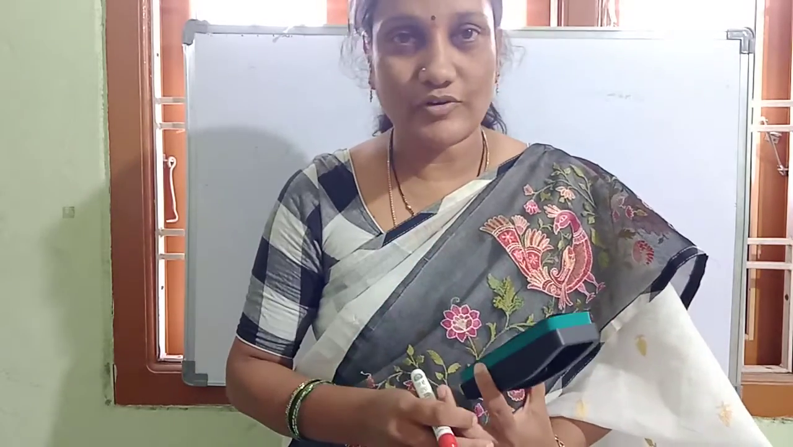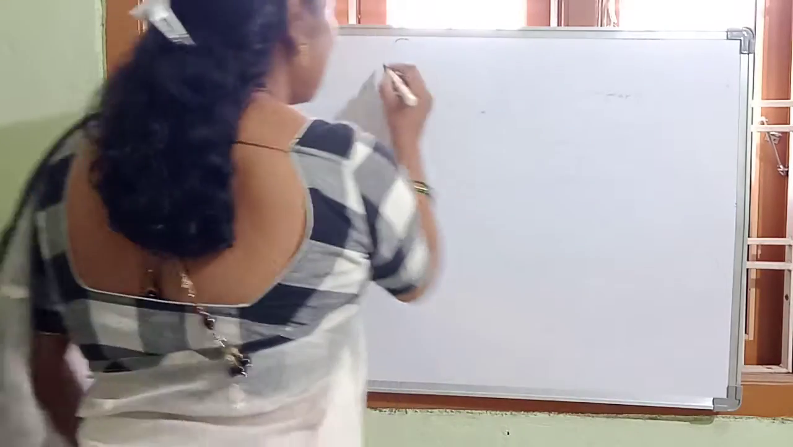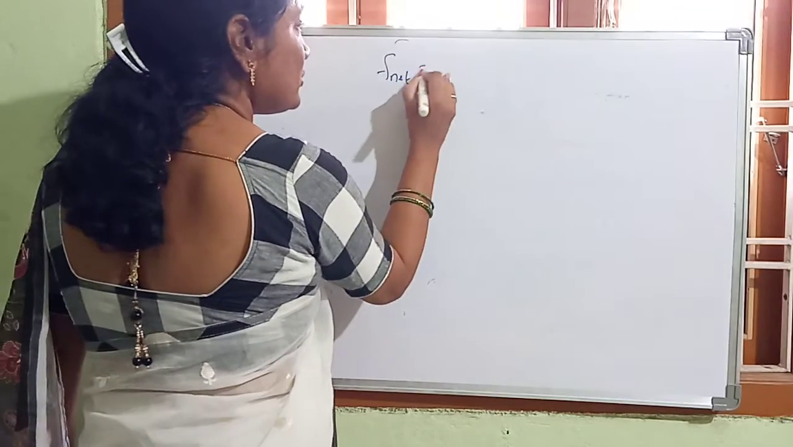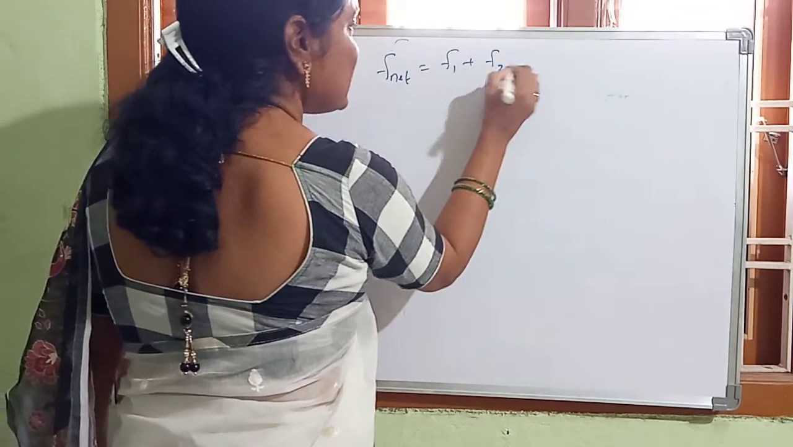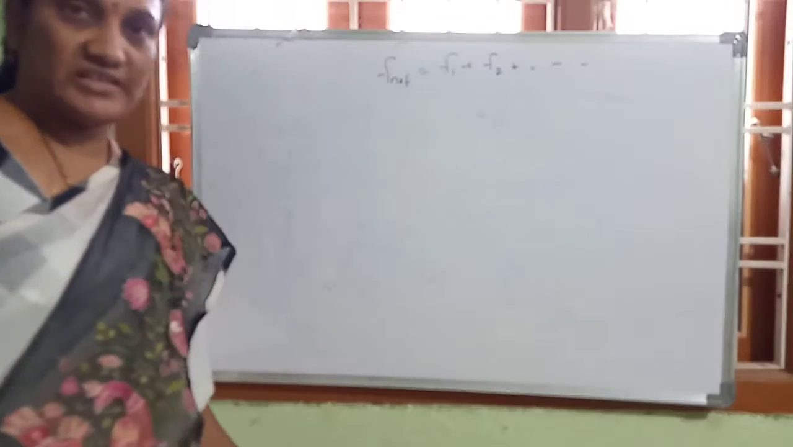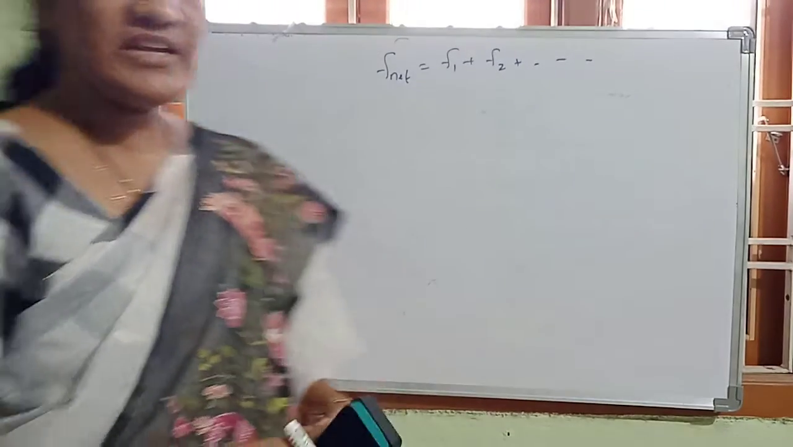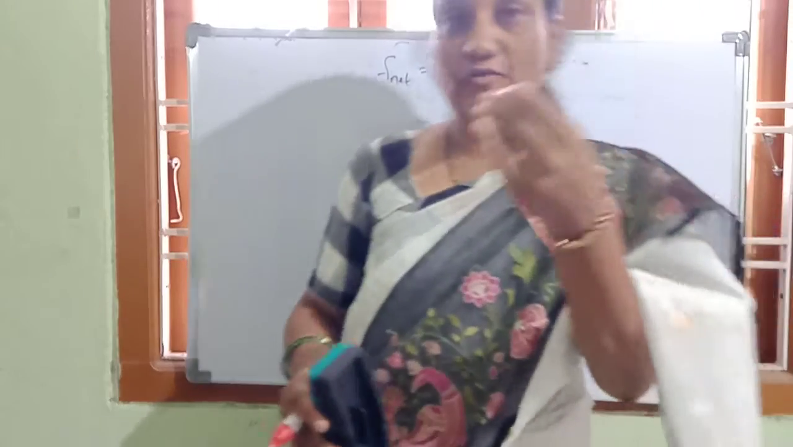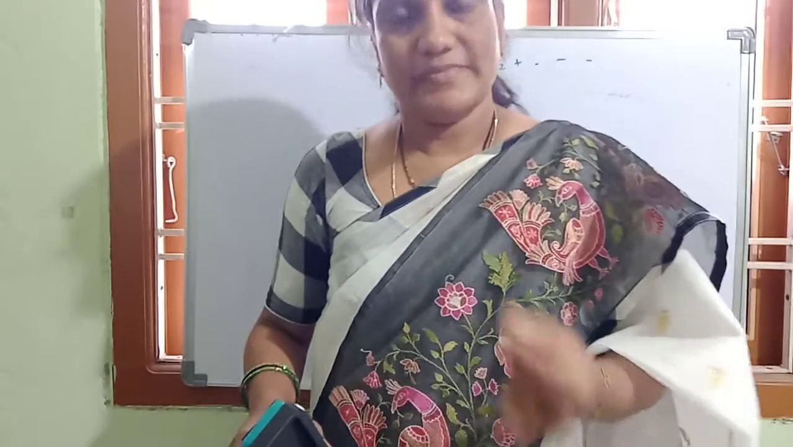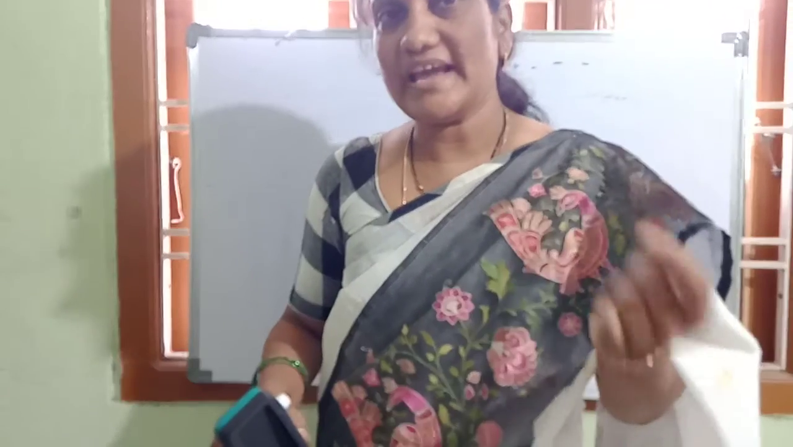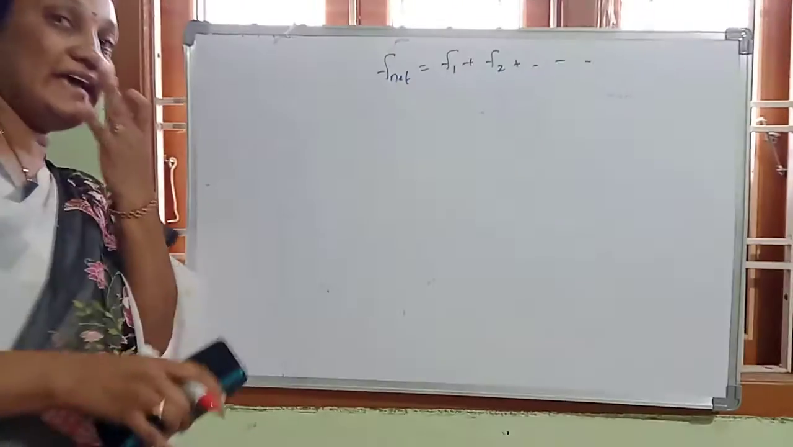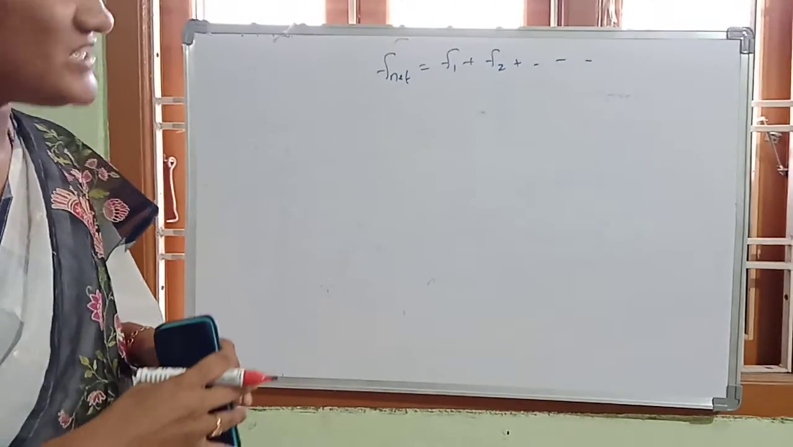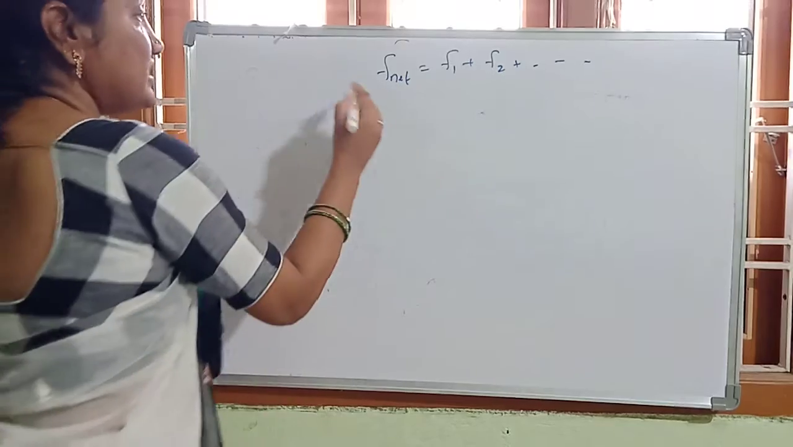So what is net force? Net force is nothing but the summation of all forces acting on the object. That we call net force. If F1, F2, and so on are the number of forces acting on an object, then the algebraic sum of all the forces acting on an object, we call it a net force: F1 plus F2 plus so on. Now next, equilibrium.